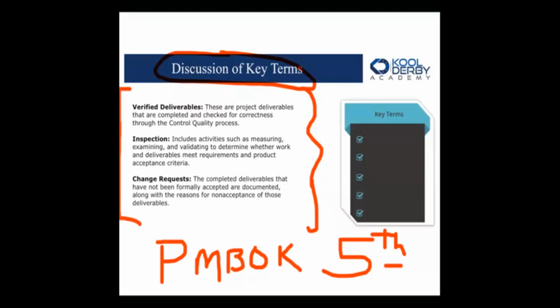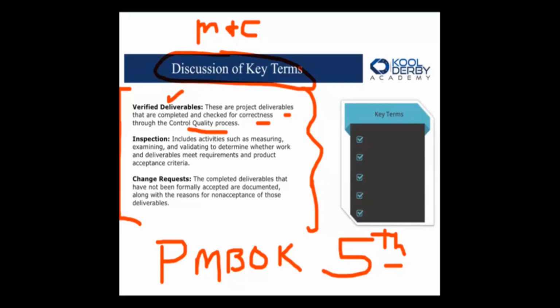Okay, so three terms, verified deliverables. These are project deliverables that are completed and checked for correctness through the control quality process. So this means that the deliverable was checked in monitoring and controlling. And I used the example earlier that you're now able to run reports from the new software application, or when the customer checks out, when the customer is done with the shopping cart and it completes the work, and they quickly are given the chance to complete a survey. So that is a verified deliverable.